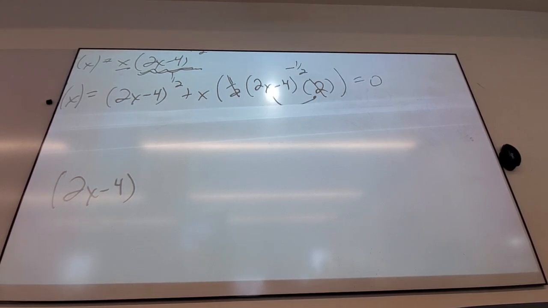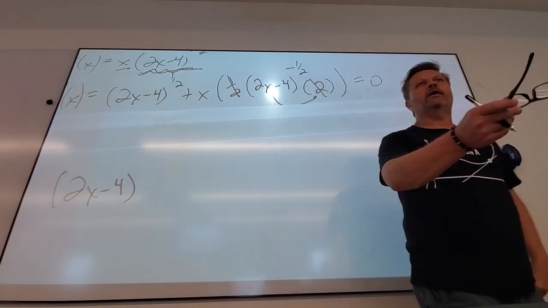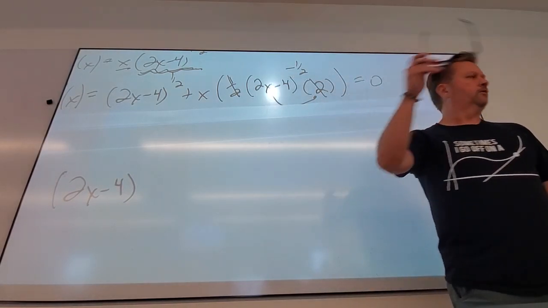Why would you take out x squared? Why not x cubed? Because that's the smallest value. Yes, you take out the smaller power. Wouldn't you always take out the smaller power? Always. All right, 2x minus 4, what's the smallest power on it? Negative 1/2. So I'm going to take out 2x minus 4 to the negative 1/2. Why? Because we always take out the smaller power.